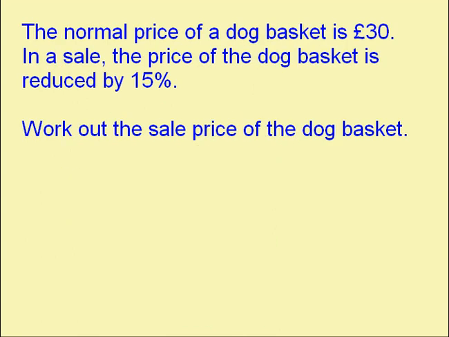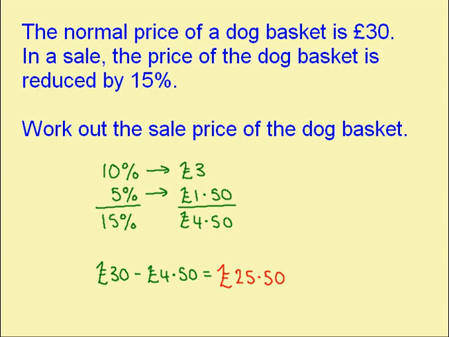Here's an exam-style question for you now. In this question, you need to work out 15% of £30. But because this is a price reduction, you then need to take it away from £30 to work out the sale price of the dog basket. Press pause and have a go. When you're ready, press play. Here's the answer.